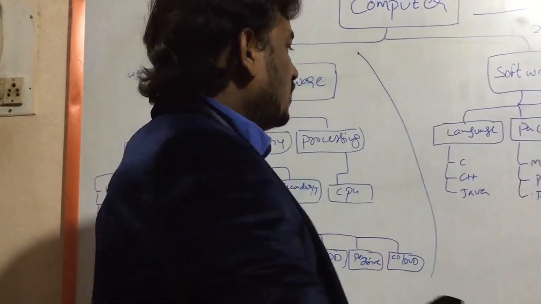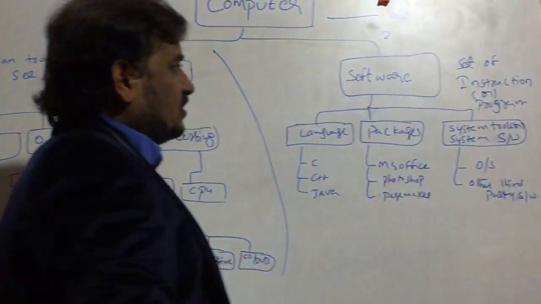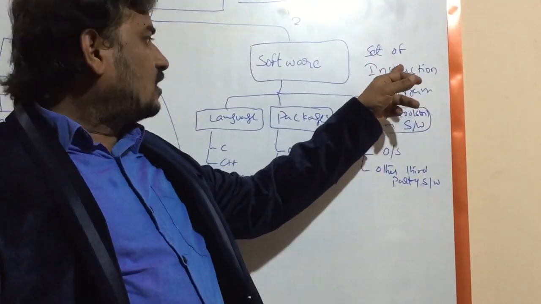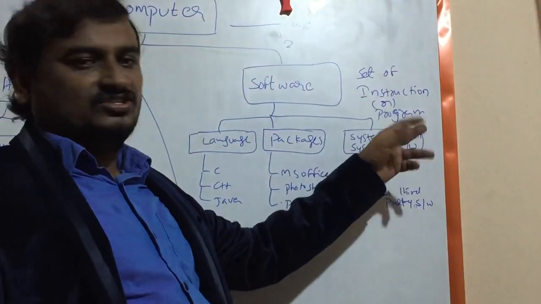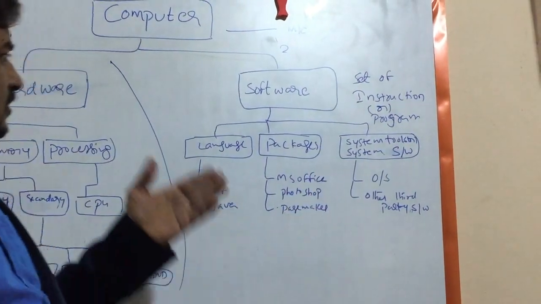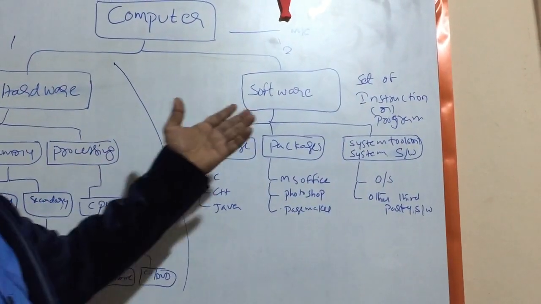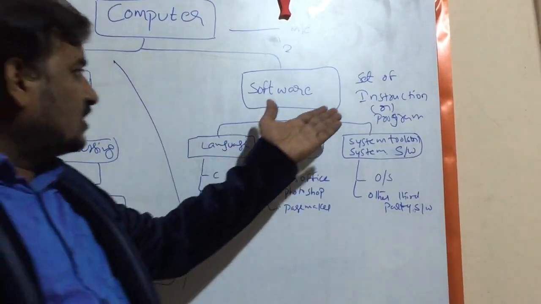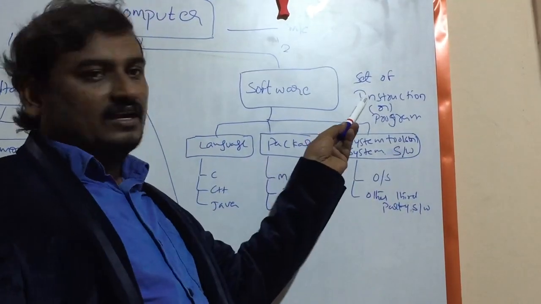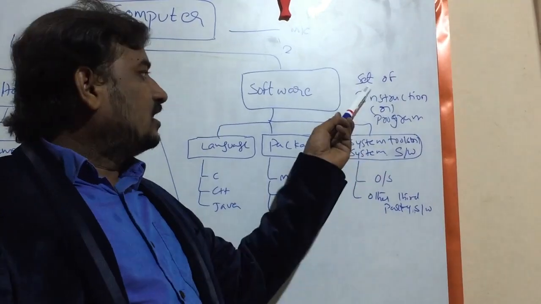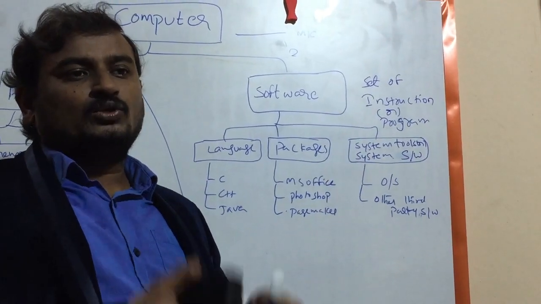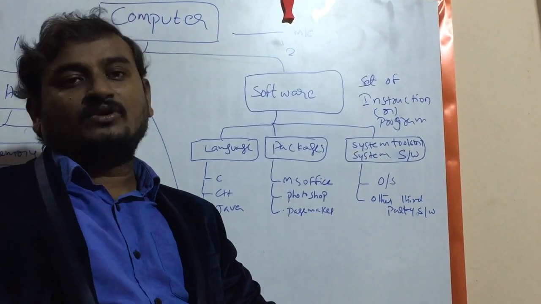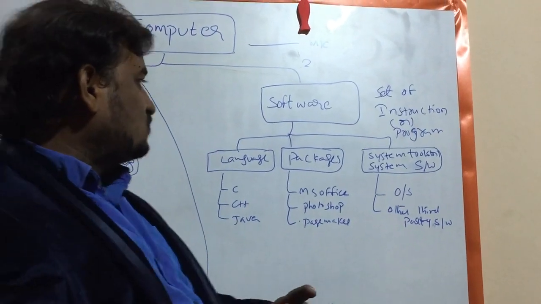And now the second part is software. Software means we can describe it as a set of instructions or a program. Here we can see the set of instructions, but we can't touch it. The programmer is going to write some code. For example, I'll explain a real-time situation.